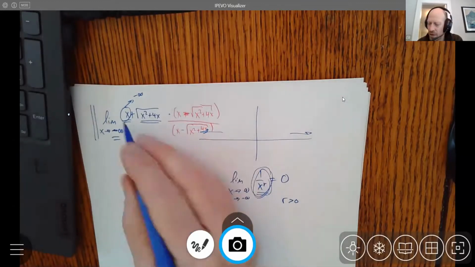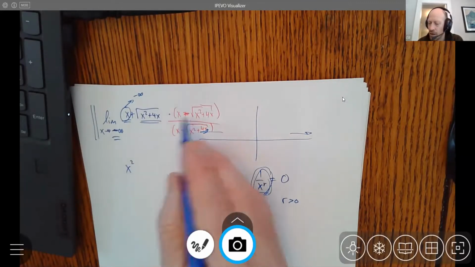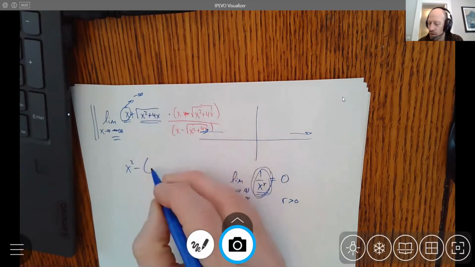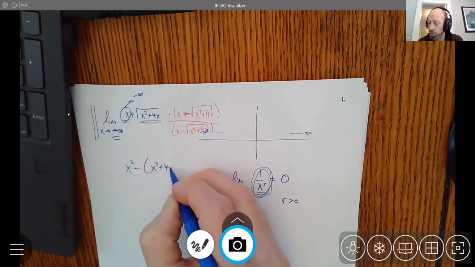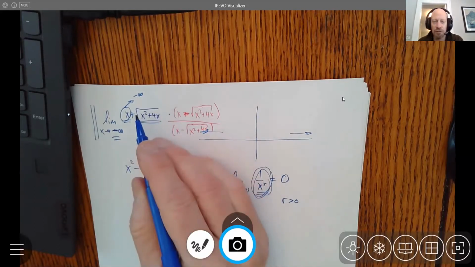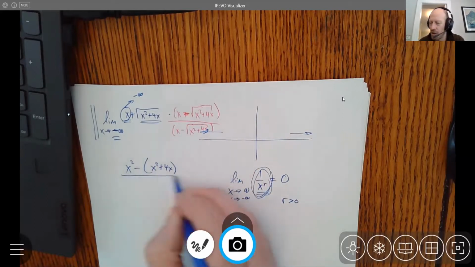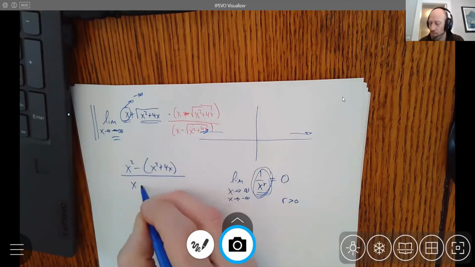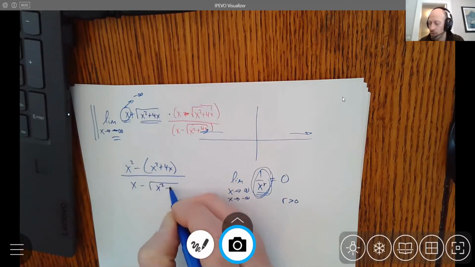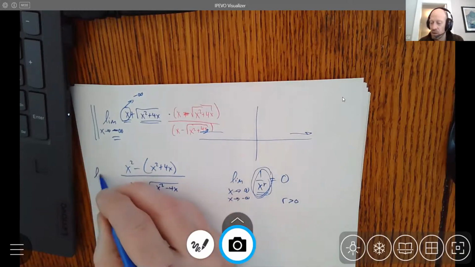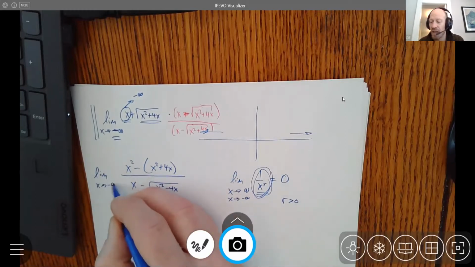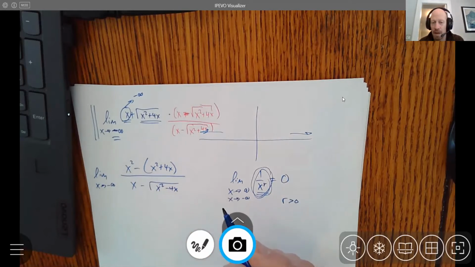So what I get here is x squared and then minus this, right? X squared plus 4x. That's the way conjugates work, right? You get the first term squared and the last term squared. The middle terms cancel out. And then I have this bottom, x minus the square root of x squared minus 4x. So again, I don't know exactly how this is all going to work out, but I'm hopeful it's going to be better than what I started with. So the x squared and the minus x squared cancel, and that's certainly an improvement.